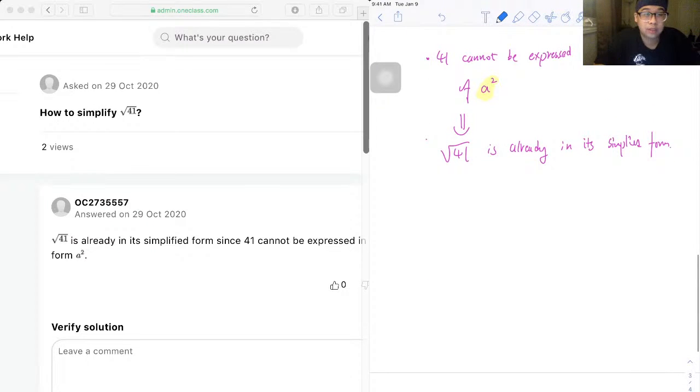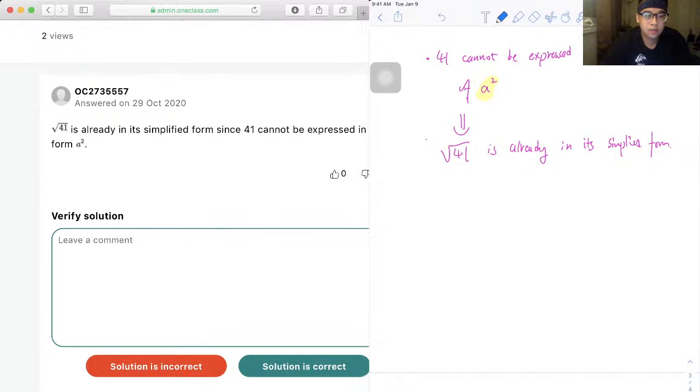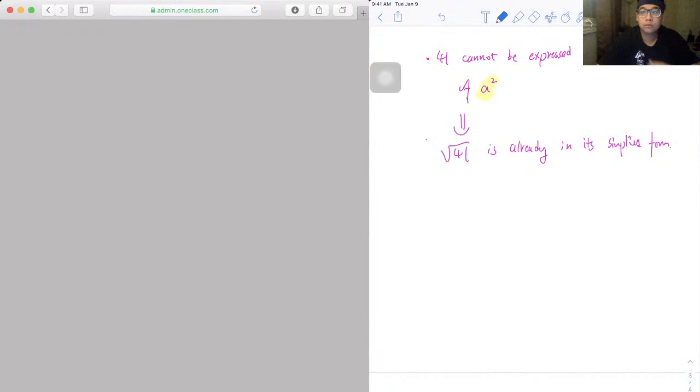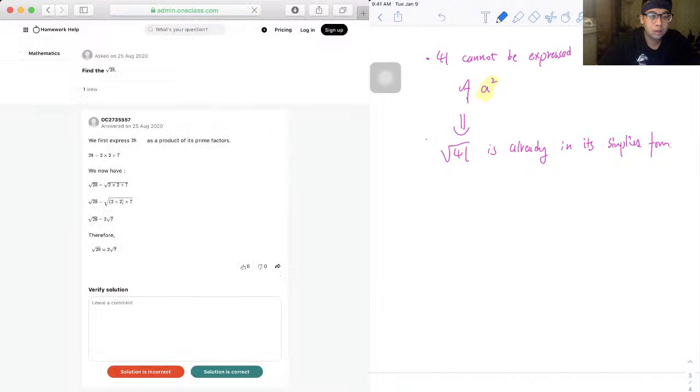So in this question, root 41 is already in the simplified form, since 41 cannot be expressed in the form of a square. So I think that's all we got for this question. Solution is correct.